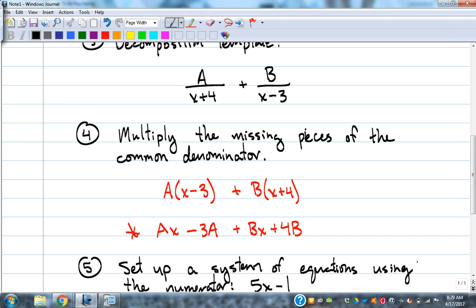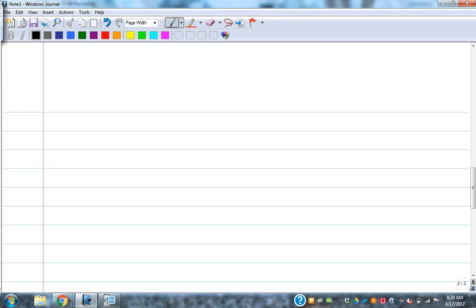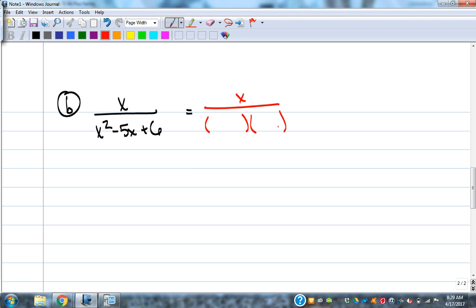So let's look at another one. Example B: x over x squared minus 5x plus 6. We're going to decompose this fraction. So the first step is to do what? Factor the denominator. So the denominator on this one is going to factor to be x.